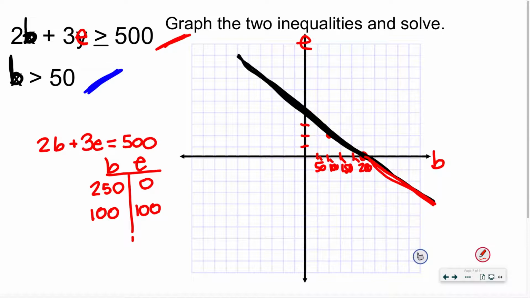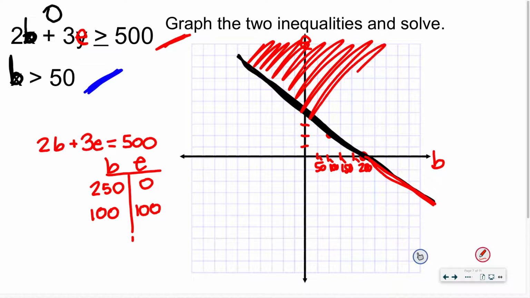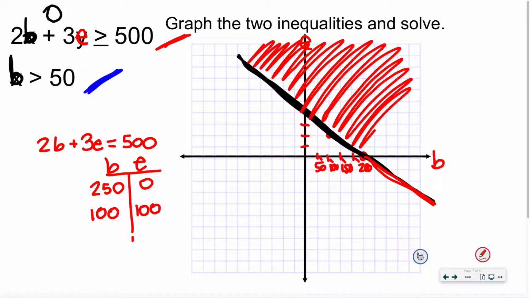0, yeah. 2 times 0, which is 0, plus 3 times 0, which is also 0, equals 0. So 0 would be on the left-hand side if I substituted in the origin. Is 0 greater than 500? No. So if this is not the solution set, what is? The other side. So here is our solution set. So that's our first inequality.